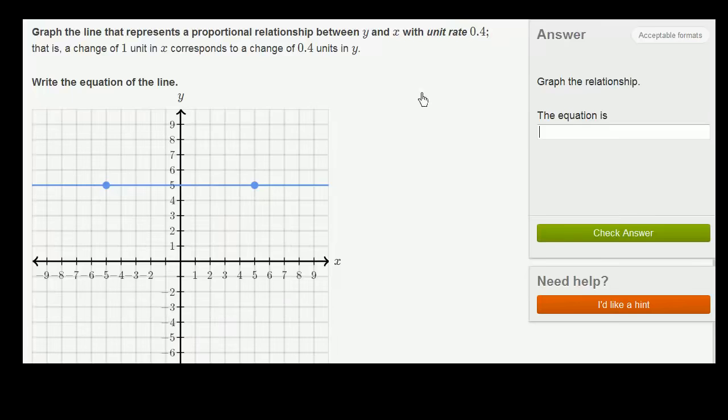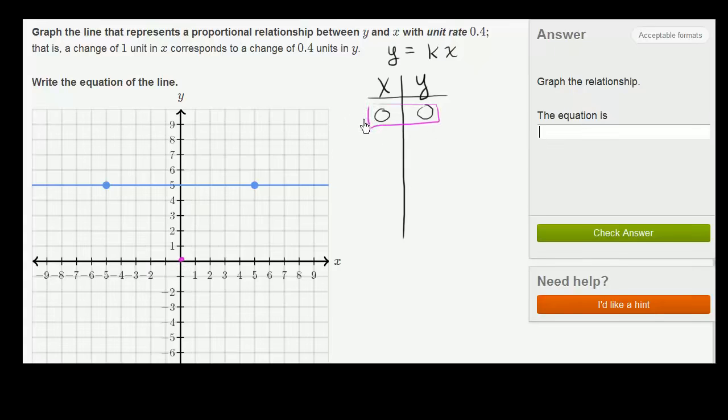So let's just think about some potential x and y values here. When we're thinking about proportional relationships, that means that y is going to be equal to some constant times x. So if you have 0 x's, it doesn't matter what your constant is, you're going to have 0 y's. So the point 0, 0 should be on your line, right over there.